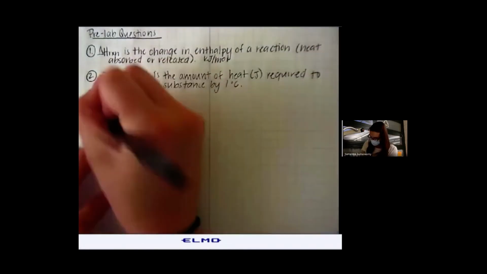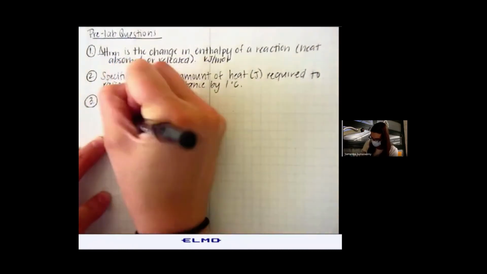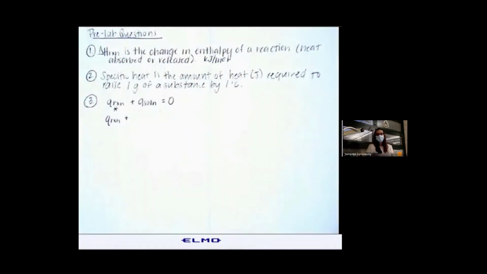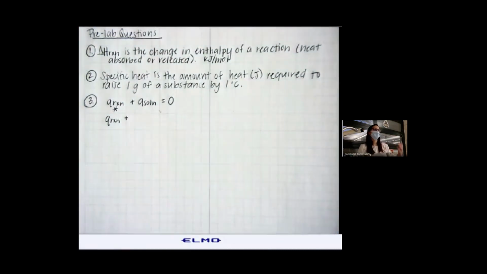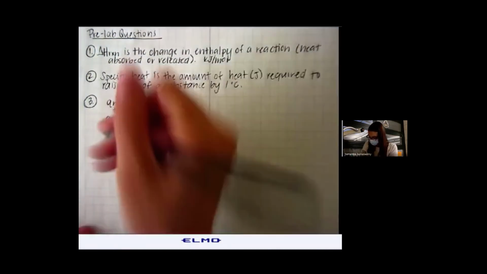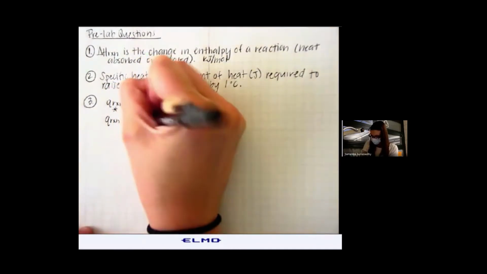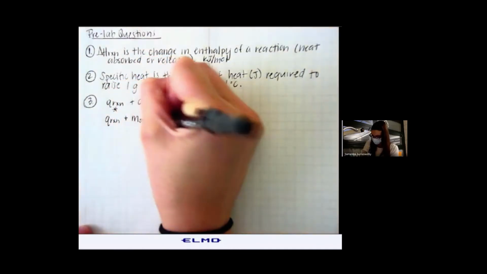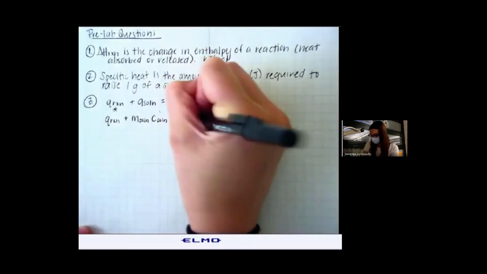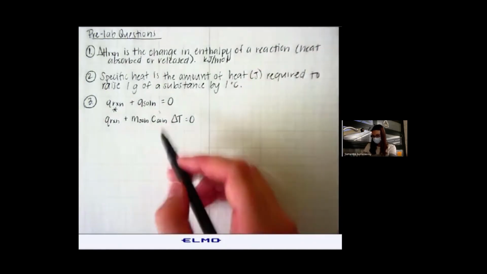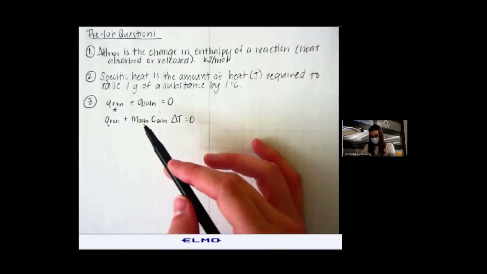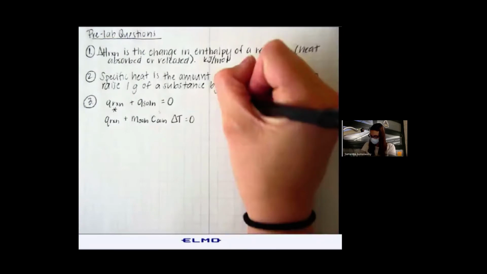So that means I'm going to leave Q reaction alone. Q solution I can plug variables in for. Q is MC delta T. So we'll have mass of solution, specific heat of solution, and delta T equals 0. So over here off to the side, I'm just going to show some of these calculations. Mass of the solution.